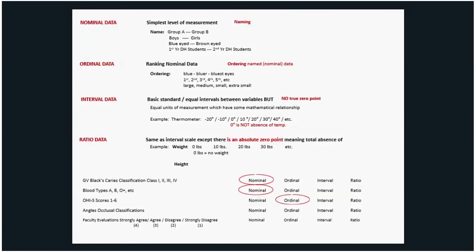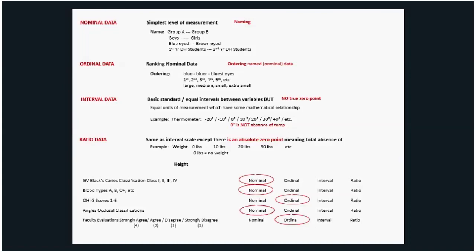What about Angle's occlusal classification? We've got class 1, class 2, class 3. Again, is there a relationship? Is class 3 3 times as bad as class 1? No, he's basically doing what? He's naming it. We're naming it.